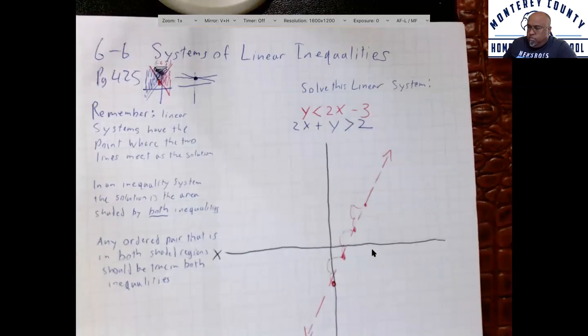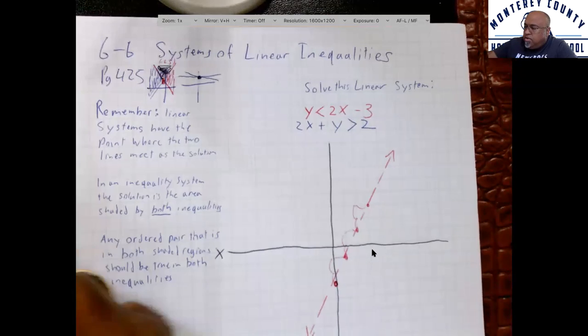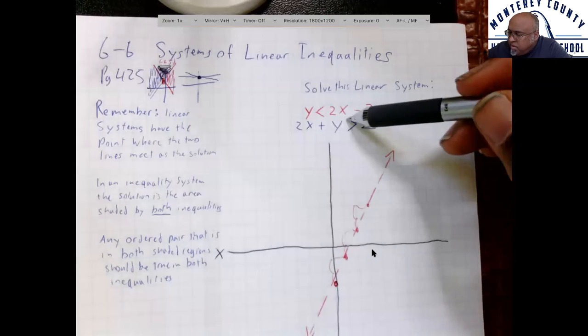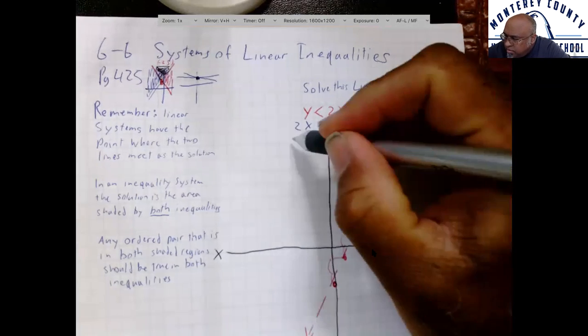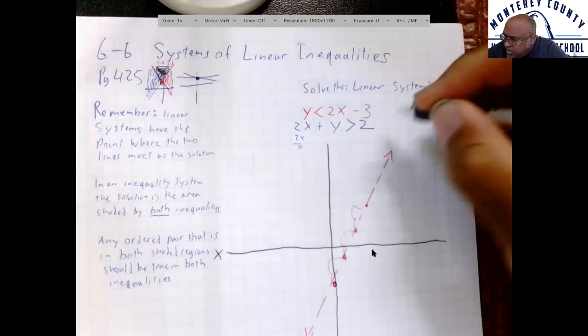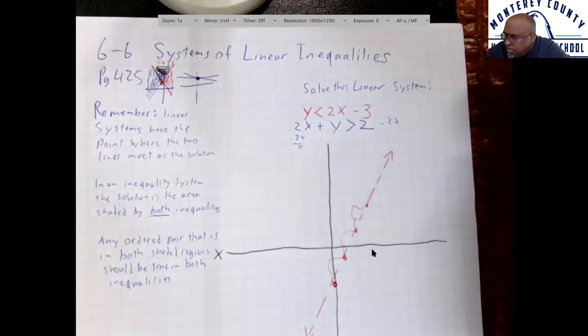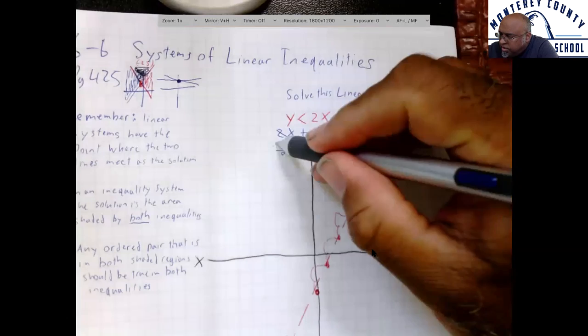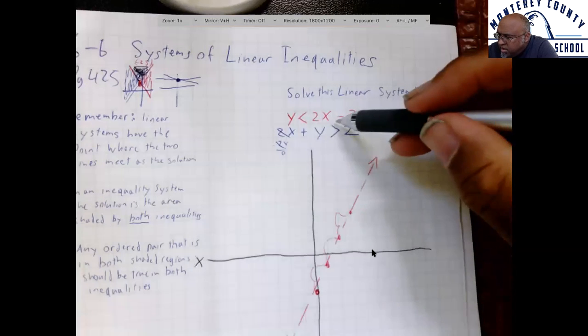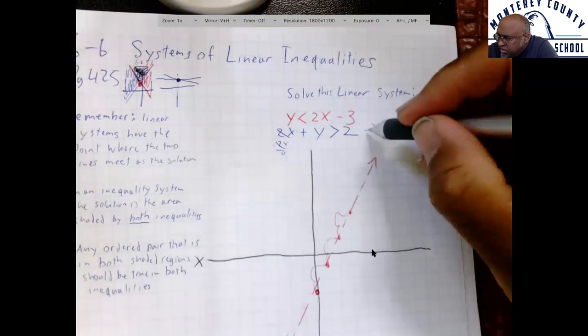Okay, now we're going to talk about shading, but I'm going to hold off on shading until I have made the second one. So now I have 2x plus y is greater than 2. Now, this is not in slope-intercept form, so what I'm going to do is subtract 2x from both sides of my inequality. So now, if I do that, the 2x's here cancel out, and I have y is greater than 2 minus 2x.